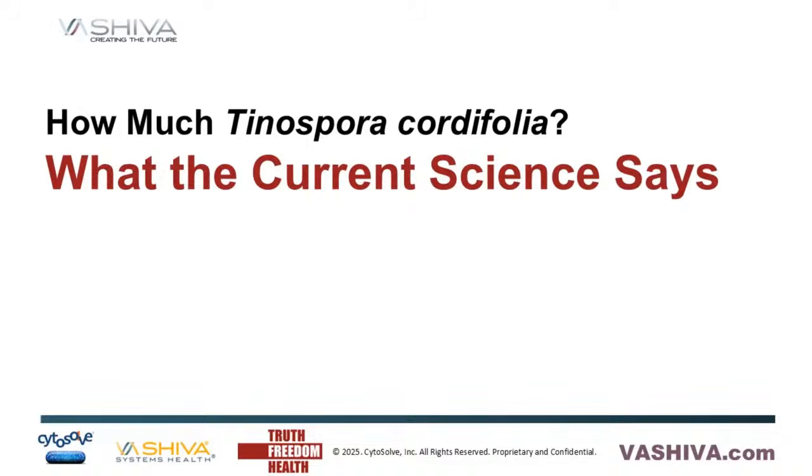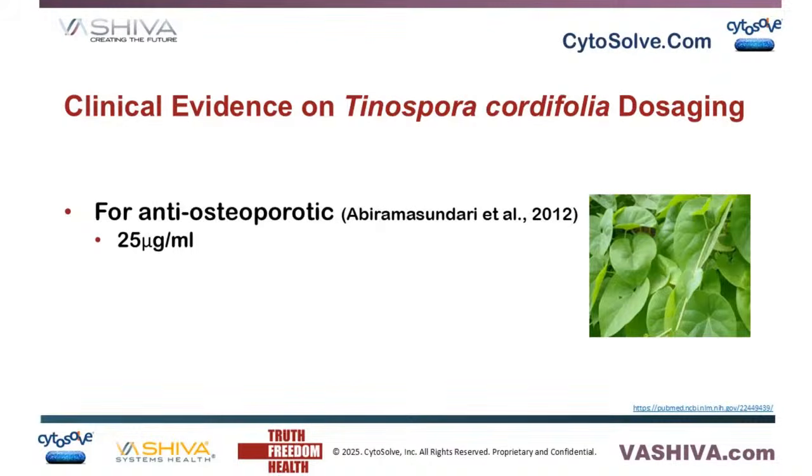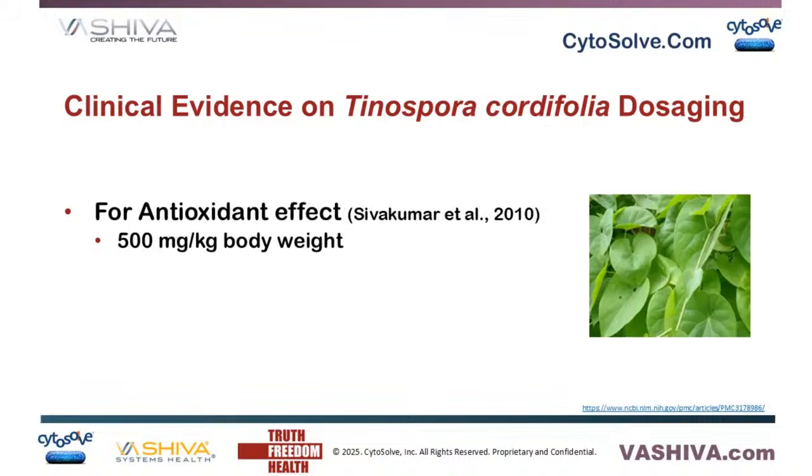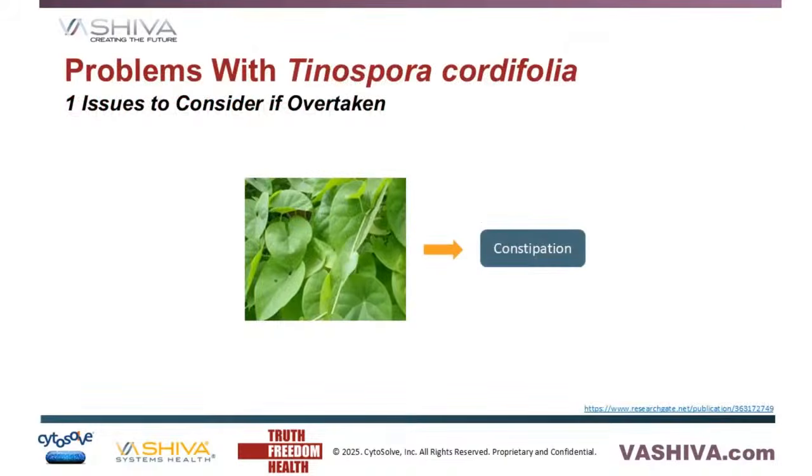What's the right dosage? The science says, for example, for diabetes, Patel et al. say to have 200 milligrams per kilogram of Tinospora. For anti-osteoporotic, Abiramasundari et al. say to have 25 microgram per milliliter of Tinospora. For antioxidant, Sivakumar et al. say to have 500 milligrams per kilogram body weight. For hepatoprotective, Sharma et al. say to have 400 milligrams per kilogram body weight of Tinospora orally. High doses of Tinospora cordifolia may cause constipation as a side effect.